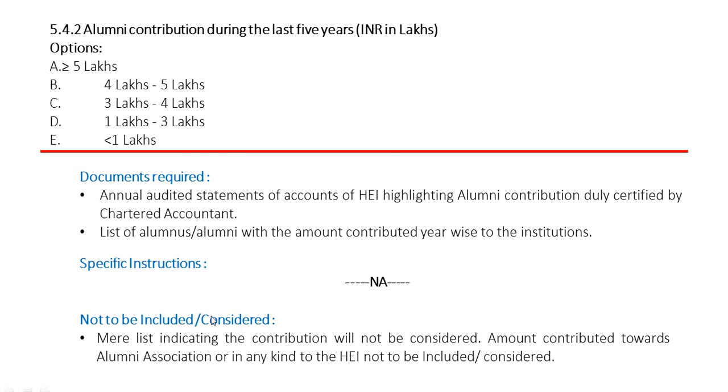What should not be included or will not be considered by DVV is mere list indicating the contribution will not be considered. Amount contributed towards alumni association or in any kind to the HEI should not be included, or even if included will not be considered by DVV.